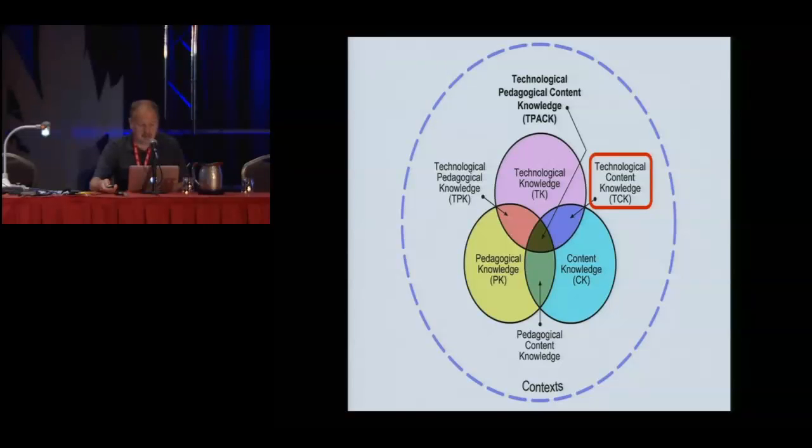Then we have the intersection of technology and content, which ends up being called technological content knowledge. And this is how technology is used in a content area, as well as how the content area may be impacted by the technology. So it's not just how technology is used in the content area of the school, but how is the technology used in the content area out in the rest of the world.